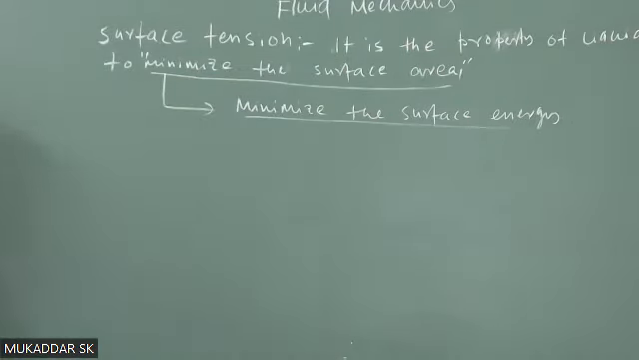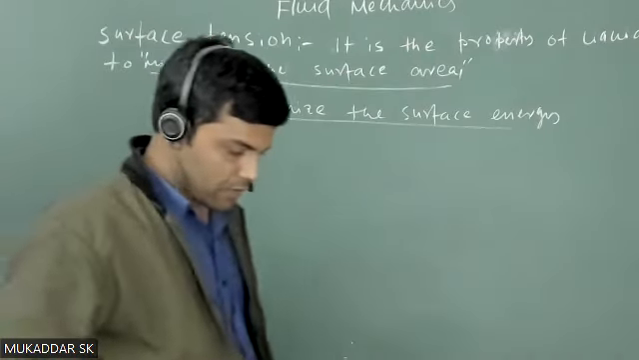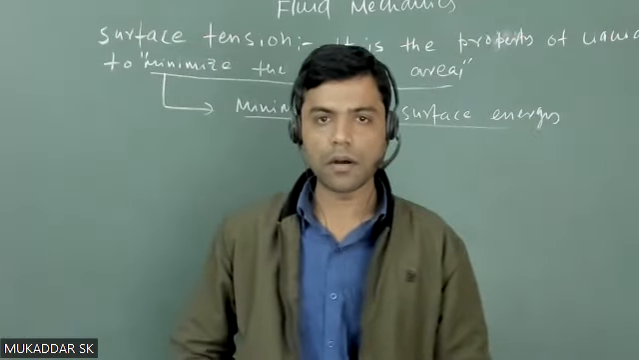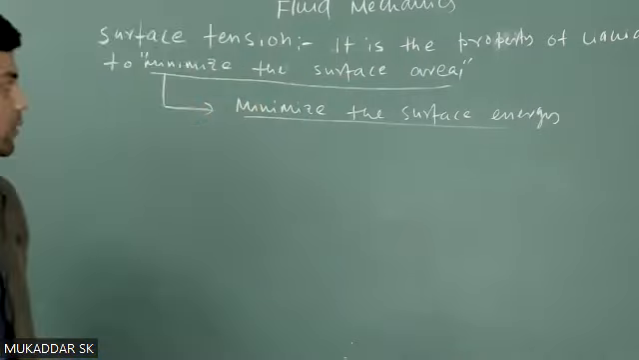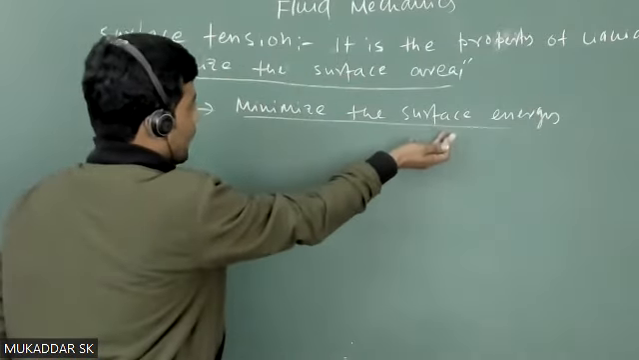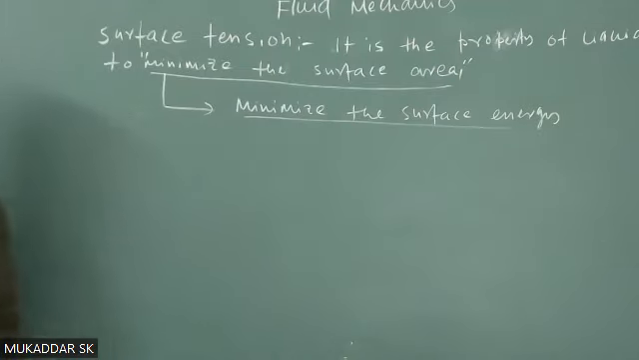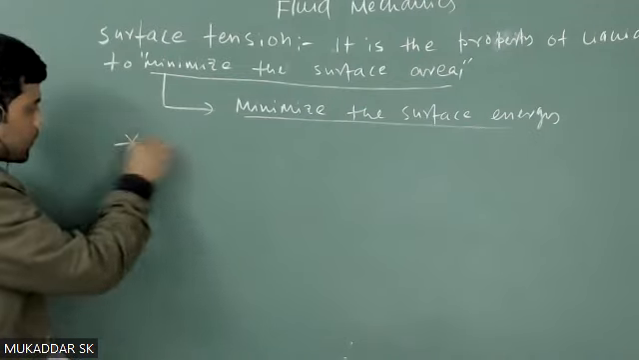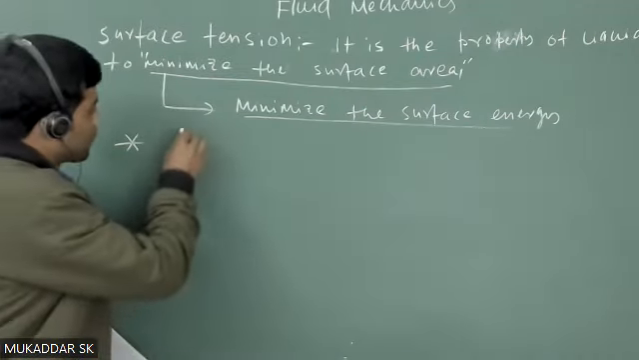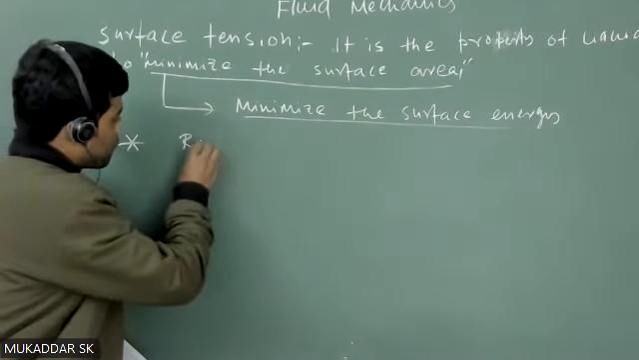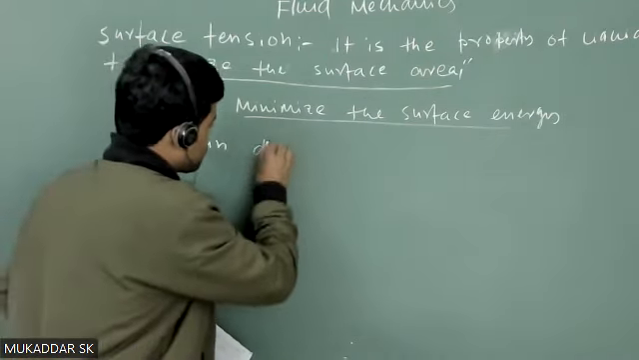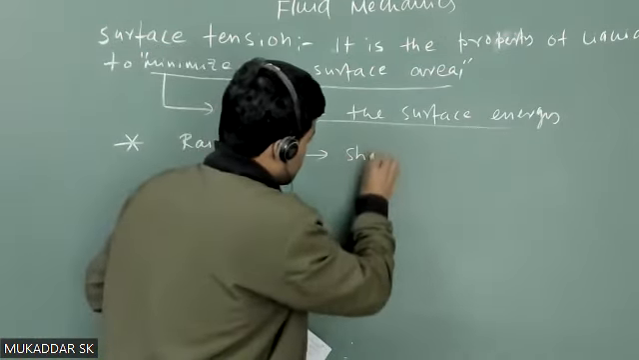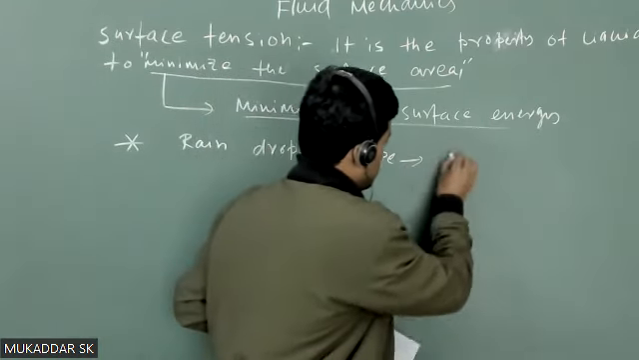Okay, so this is an important point: every system in nature wants to stay in a stable condition, and for that the energy of the system should be minimum. In the case of liquid, that is possible when the surface energy is minimum, and that is possible when the surface area is minimum. We have already observed that if I take a raindrop, then the shape of this raindrop is actually spherical.